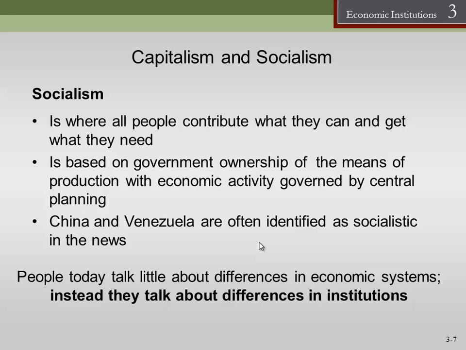Instead, we focus on differences in institutions. And the reason for that is that the economic system isn't nearly as important as the institutions. And what do I mean by that? Well, it's not nearly as important whether we have capitalism or socialism as if we have good, strong property rights, good, strong contract law, a good, strong court system that can enforce the law, security.